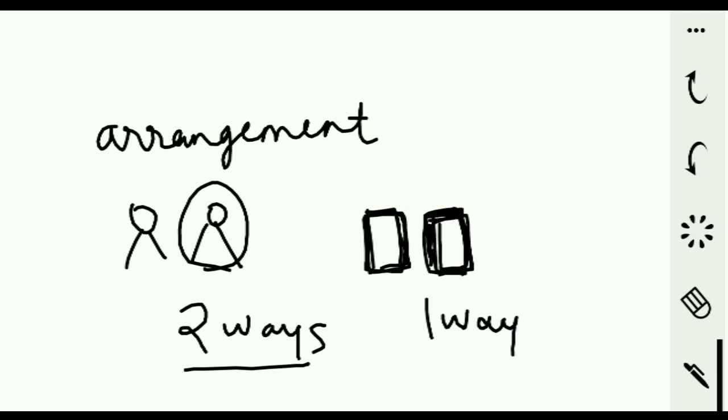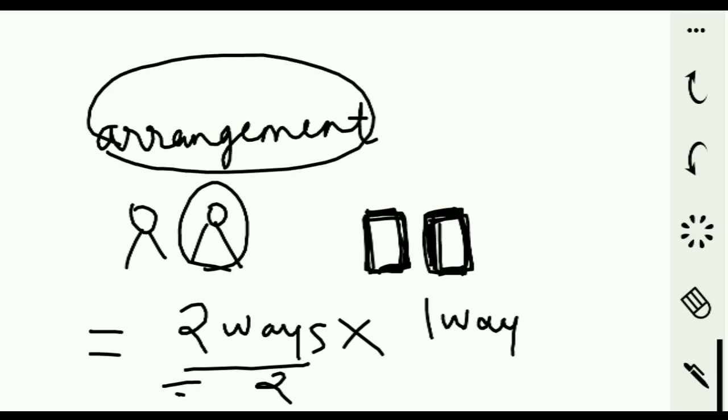So how can we do this? The total number of possible ways of arrangement is equal to 2 into 1, that is 2. So there are two possible ways of arranging these two people on these two seats.